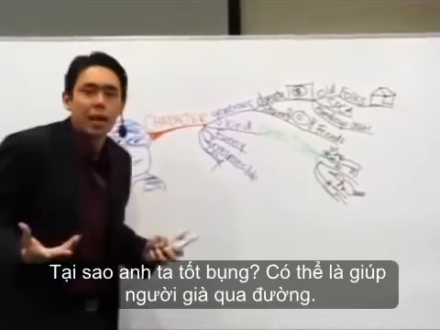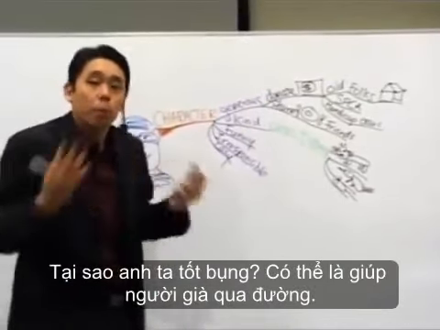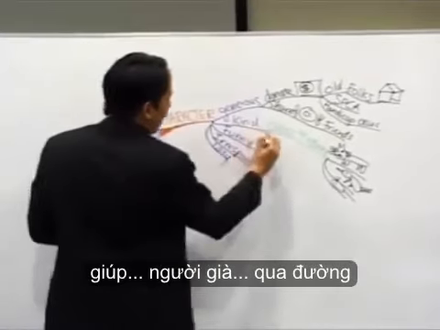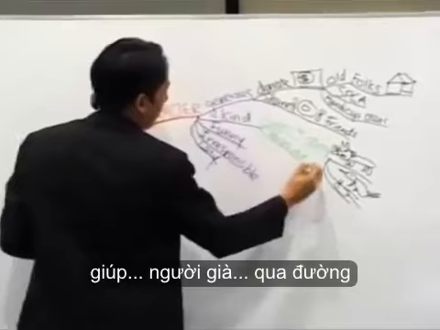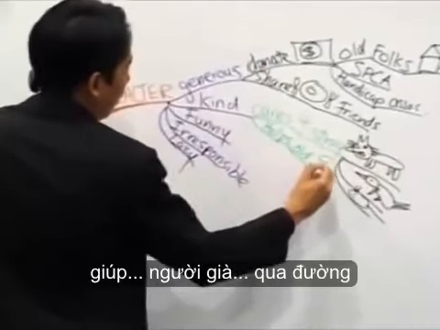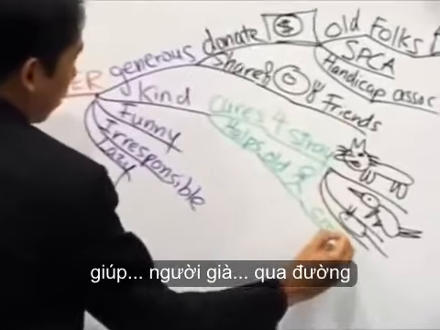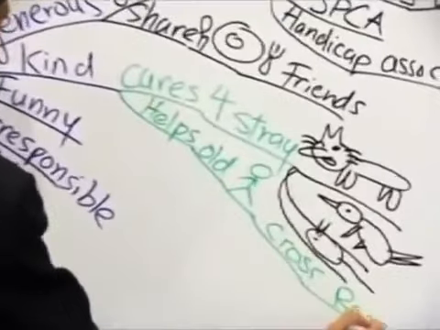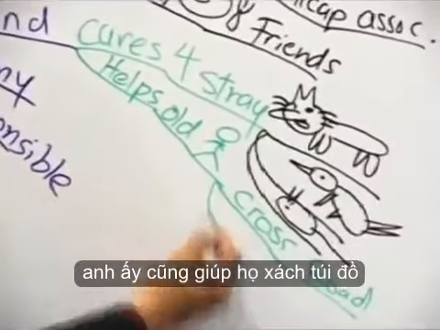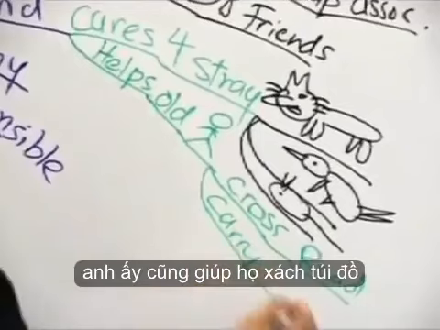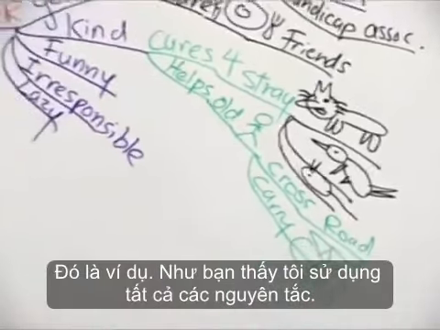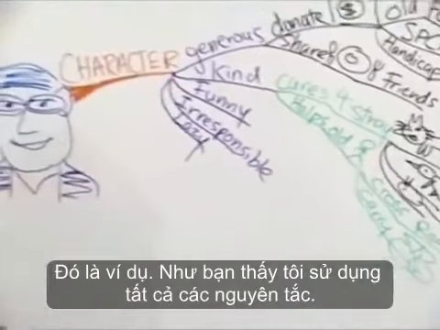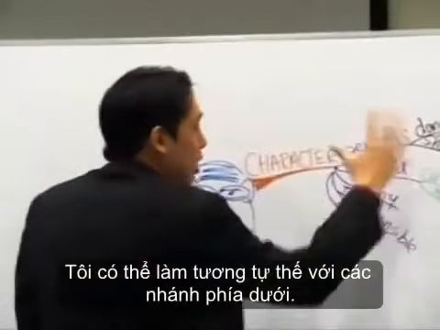Or why else is he kind? Maybe he's kind because he helps old people across the road. So, helps old men cross road. And maybe he also helps the old man carry bags. Alright, so I'm just giving you some examples over here. So as you see, I'm using all the principles, all the rules. So similarly, I'll add in more details for each of these main points.